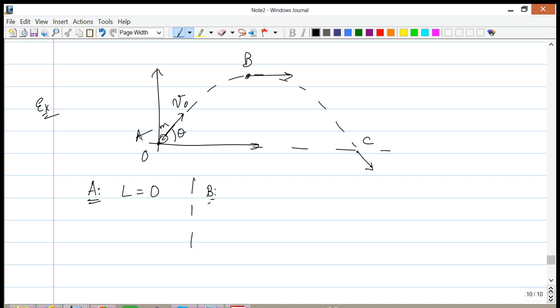For the point B, if you look at this, all we need to do is figure out the perpendicular distance that B makes with the y-axis, and the momentum we know is very simple. It is simply equal to the mass multiplied by the velocity at the highest point.